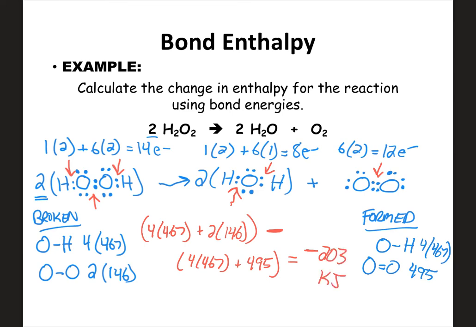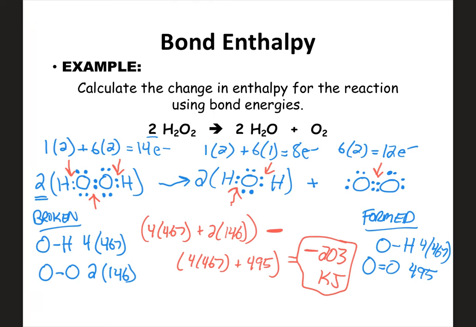You could use kilojoules per mole, but for our purposes, kilojoules work. So negative 203 kilojoules. That negative means that this reaction is exothermic. Energy is exiting. If you remember, we did this reaction when we did the elephant toothpaste demo. If you remember, it was steaming and it felt warm. That was the energy being given off.